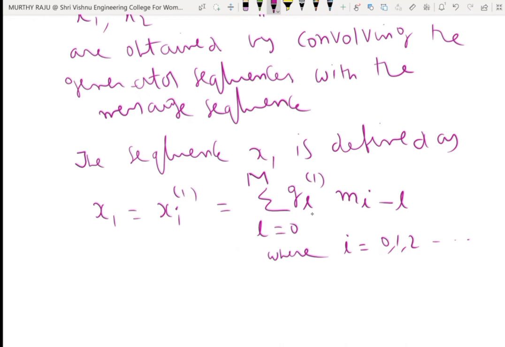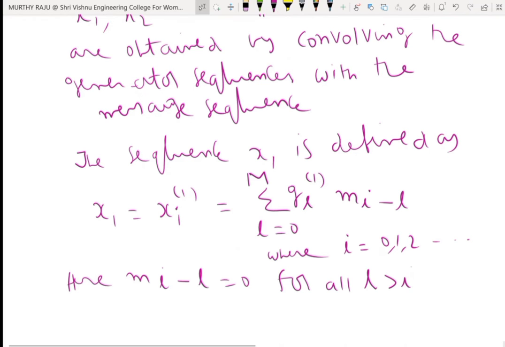Suppose L is equal to 0, g0 of 1; L is equal to 1, g1 of 1. Suppose 2 flip-flops are used, M is equal to 2, which means the L value goes from 0 to 2: g0 of 1, g1 of 1 and g2 of 1, like that. One more important point here is that m of i minus L is 0 for all L greater than i.